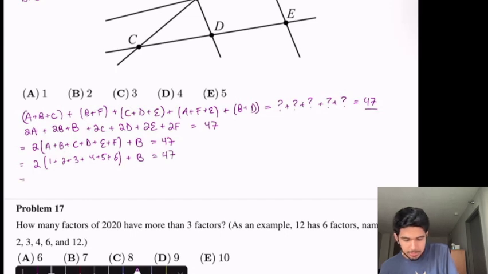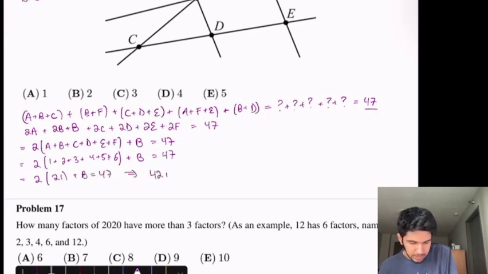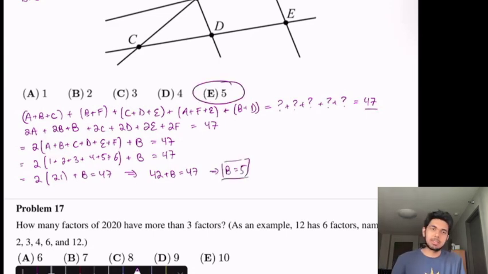You can sum up the terms inside of the parentheses. That sums to 21, plus b equals 47. This means 42 plus b equals 47. And indeed, b equals 5. That will be our answer choice E.